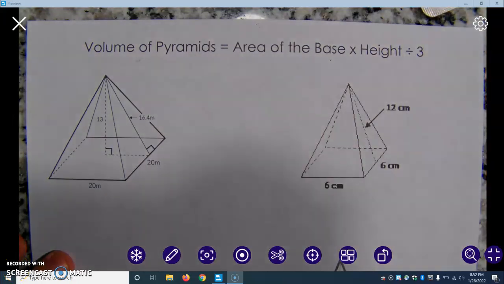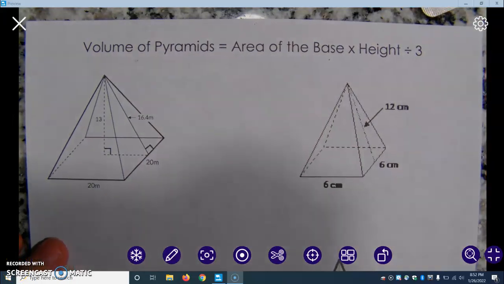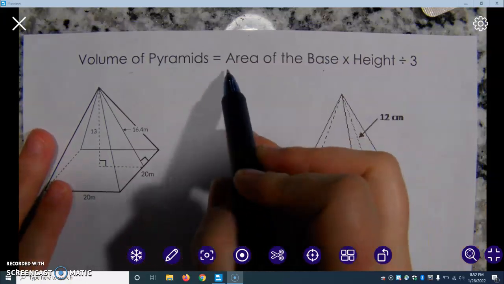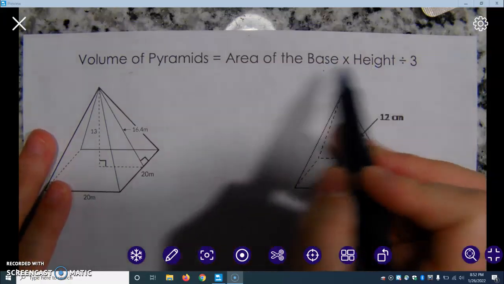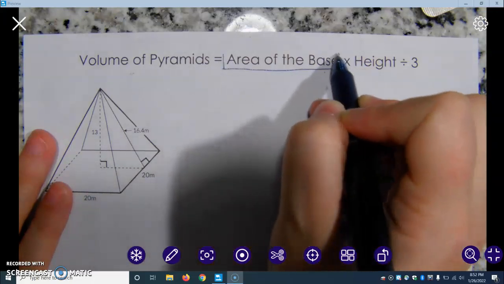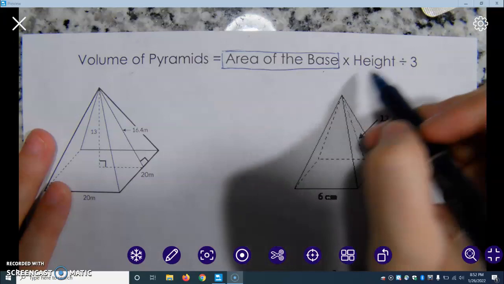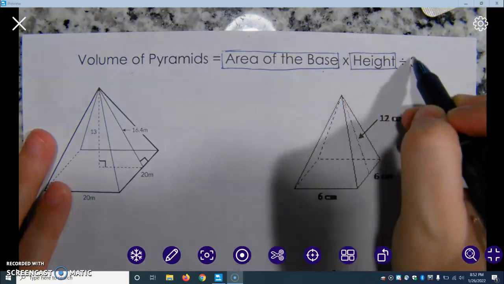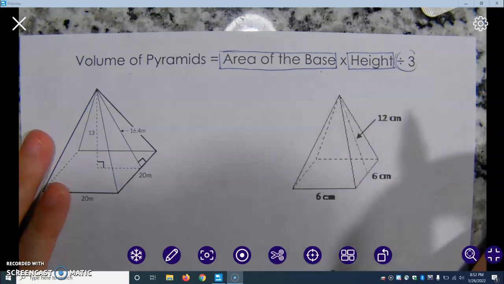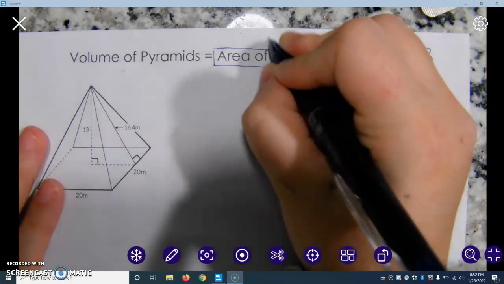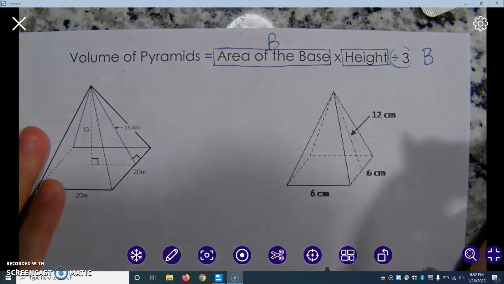Hey guys, in this video we're going to be finding the volume of pyramids, and cones behave the same way as pyramids. So it's basically the same formula as a prism. We're going to find the area of the base, whatever shape that is. We're going to multiply it by the height of the pyramid or cone, and then we're going to divide that number by 3.